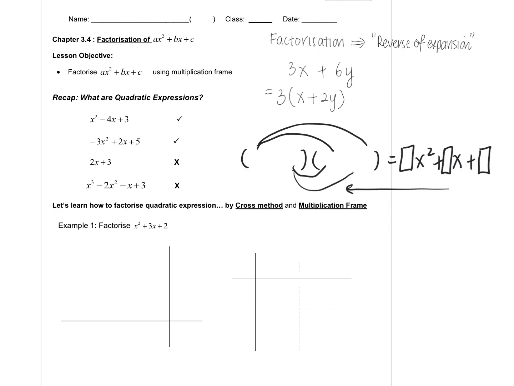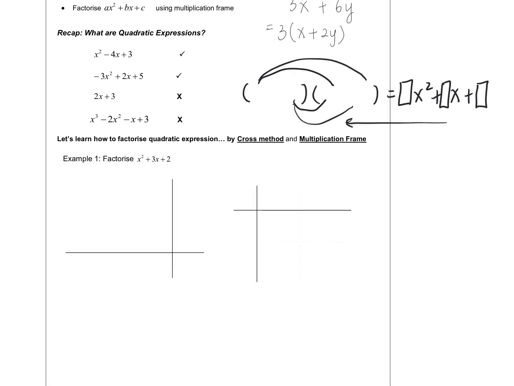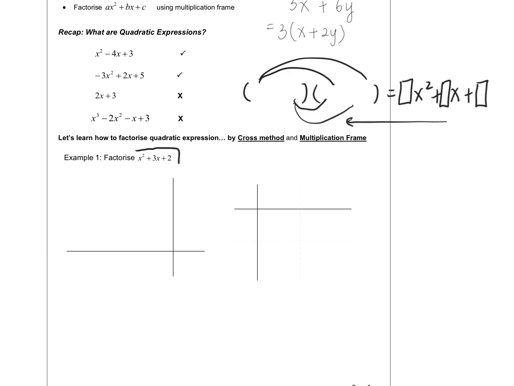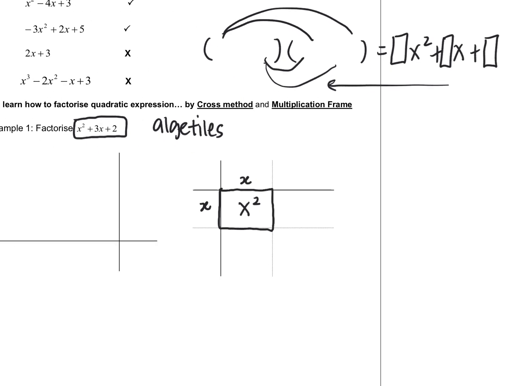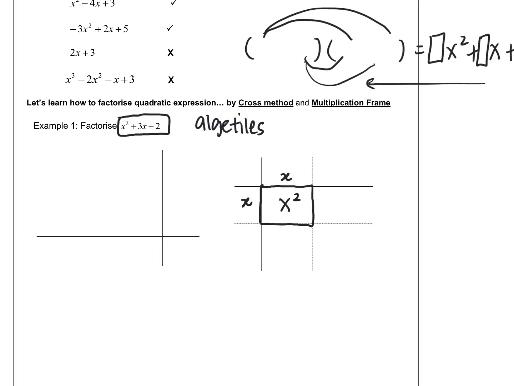Okay, first thing first. If you can imagine this as tiles, algebra tiles. I want you to imagine x squared as the area of a square of dimension x by x. So this is the first tile.